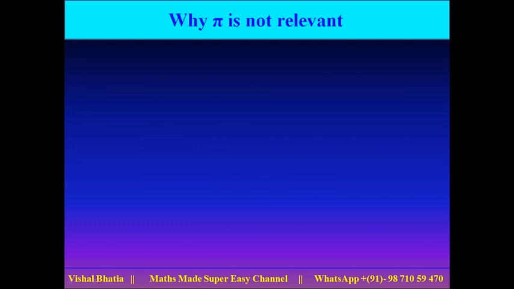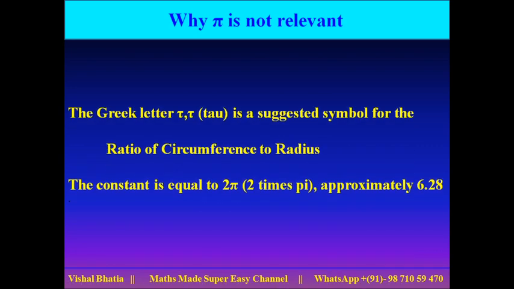Surprisingly, pi is not getting relevant anymore. The Greek letter tau is a suggested symbol for the ratio of circumference to the radius of a circle, and this constant is equal to 2 times pi, and it is approximately equal to 6.28.